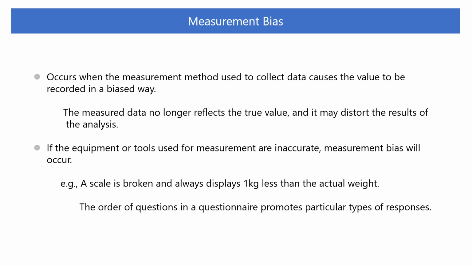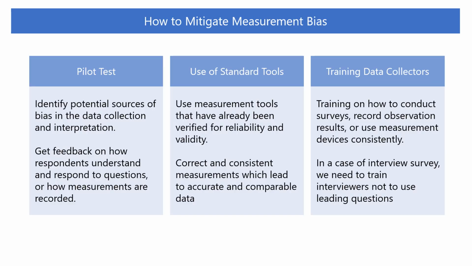For example, if a scale is broken and always displays 1 kilogram less than the actual weight, the weight data will be biased. In addition, measurement bias will occur if the way questions are asked or the order of questions in a questionnaire or interview promotes particular types of responses. As to measurement bias, we need to pay close attention to the design and implementation of the measurement tool.